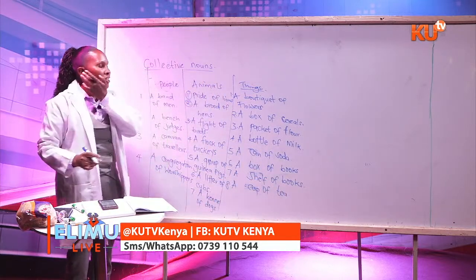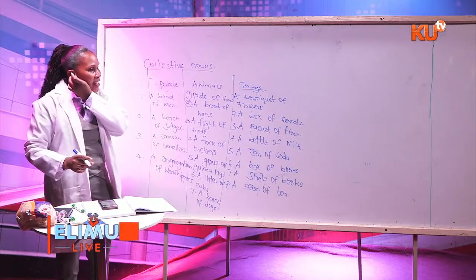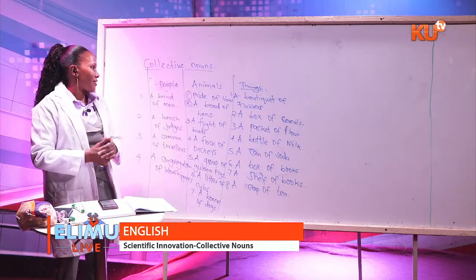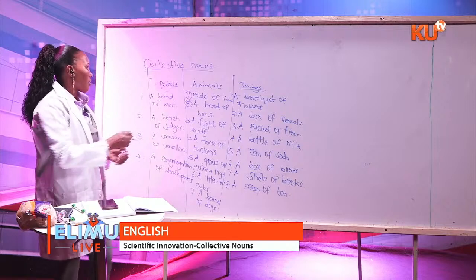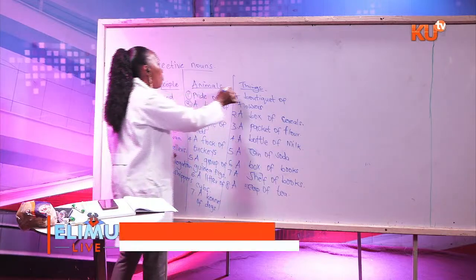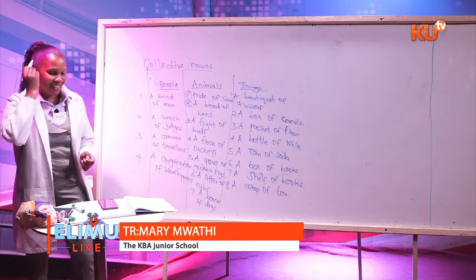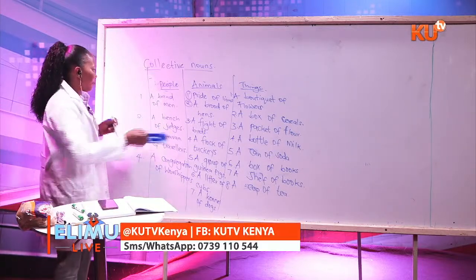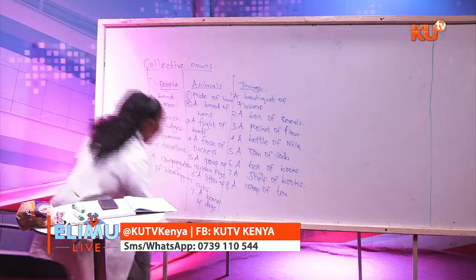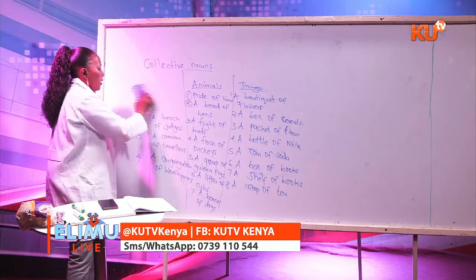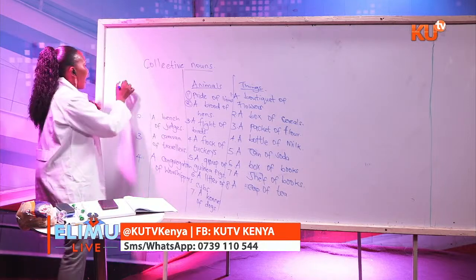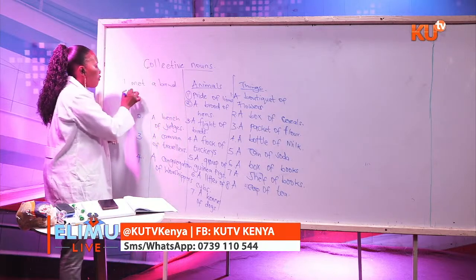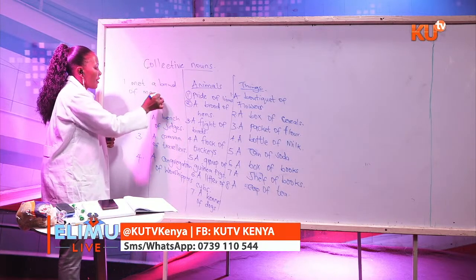From here now, we can construct sentences using the collective nouns of people, animals, and things. Yes, well done. A band of men. I met a band of men. Well done.